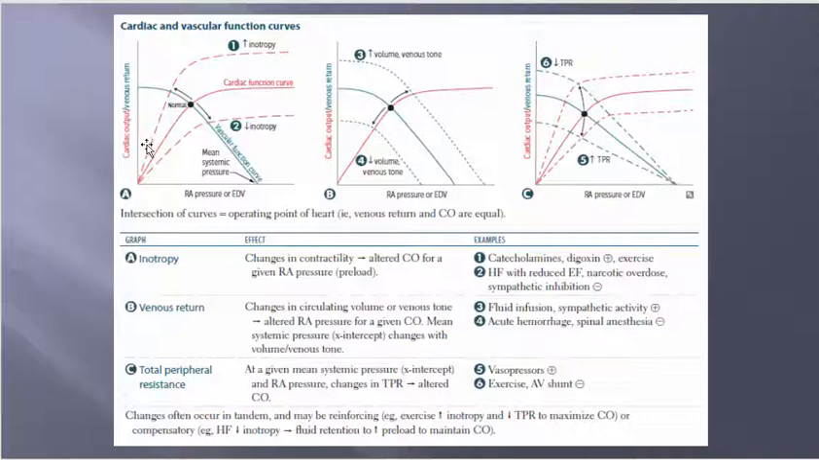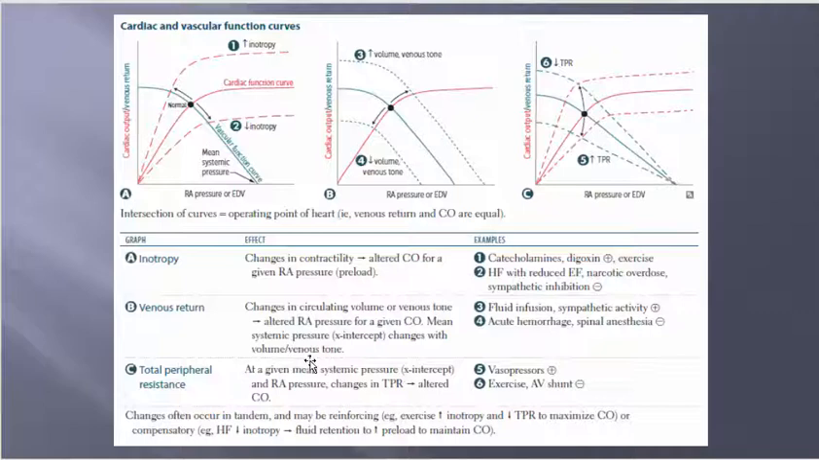Here, cardiac output and venous return. You'll notice the vascular function curve scales down as right atrial pressure increases. The intersection of the curves is the operating point of the heart. And then you have venous return. Changes in circulating volume or venous tone will cause an altered right atrial pressure for a given cardiac output.